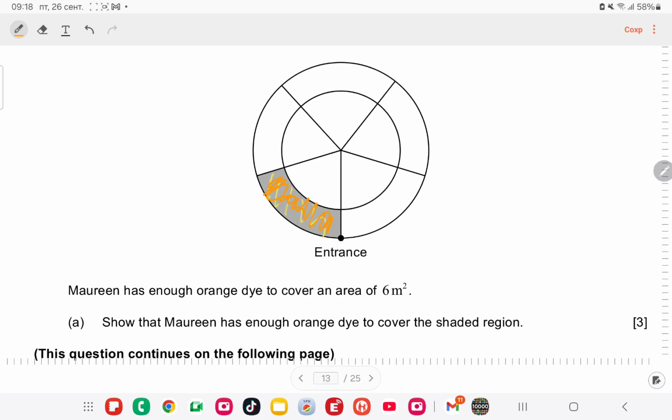Maureen has enough orange dye to cover an area of 6 square meters. So let's say that she has dye only for 6 square meters, yeah. And our question is to answer, is it enough or not? Show that Maureen has enough orange dye to cover the shaded region.